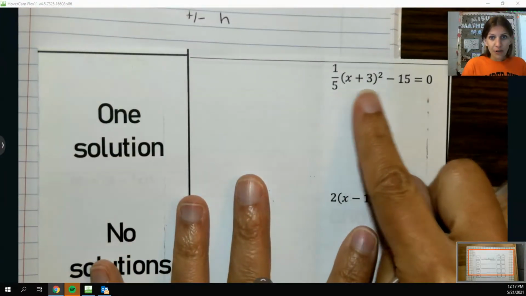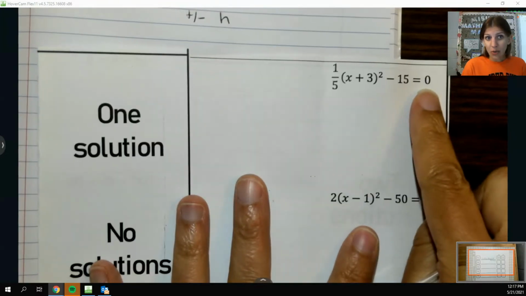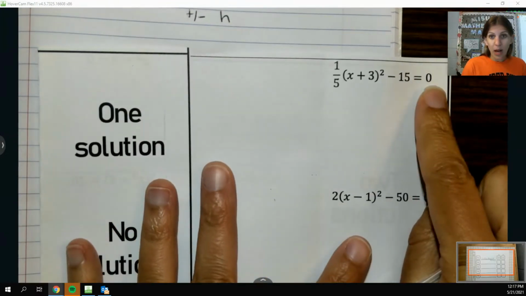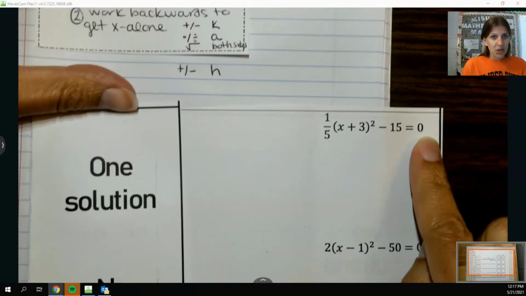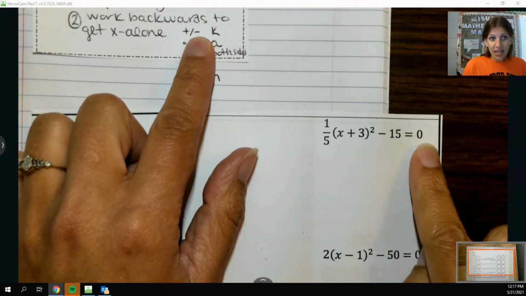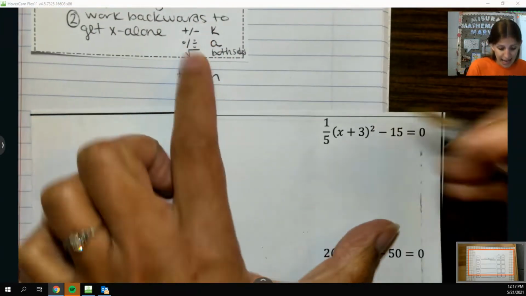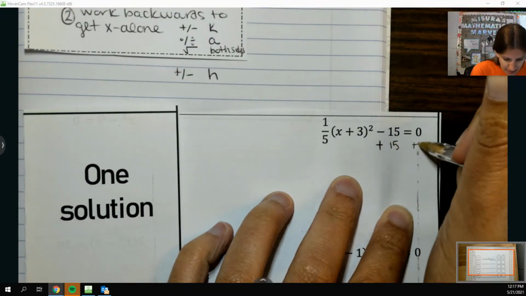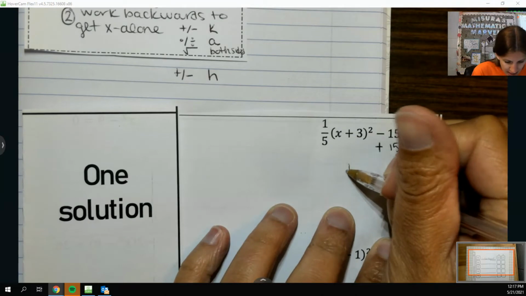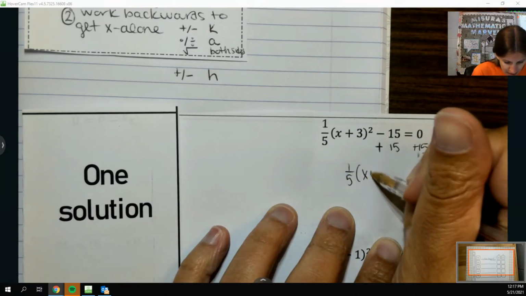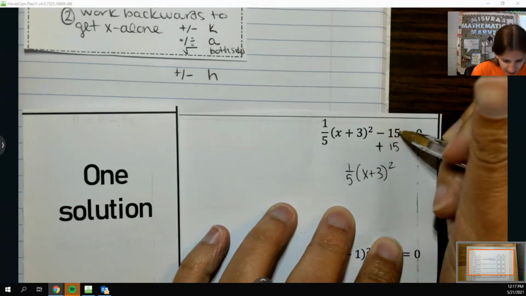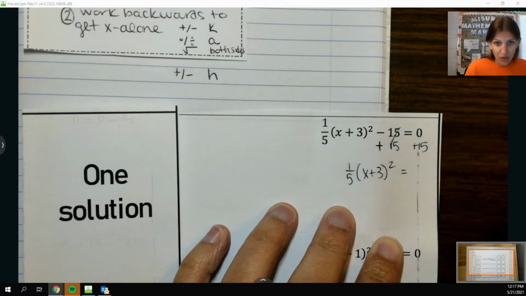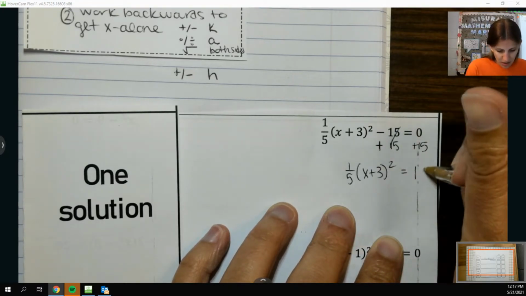Okay, so our first step here has already been done for us. We replaced y with 0. And so then we want to add or subtract to get rid of k. Because it's a minus 15, we'll add 15 to both sides. Then we'll have 1/5 (x plus 3) squared. That's 0, so it goes away, and then equals 15.